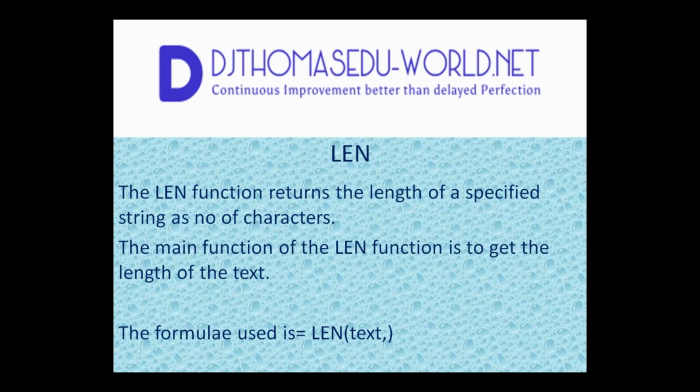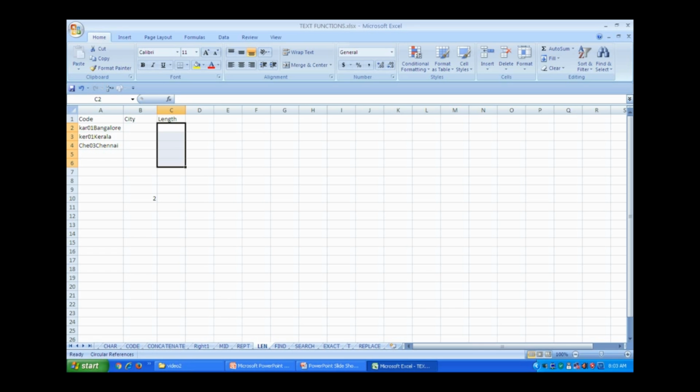Moving on, the next Excel text function is LEN. The LEN function returns the length of the specified string as a number of characters. The main function of the LEN function is to get the length of the text. The formula used is LEN and select the text. Let's go to the Excel sheet and see how it is done.